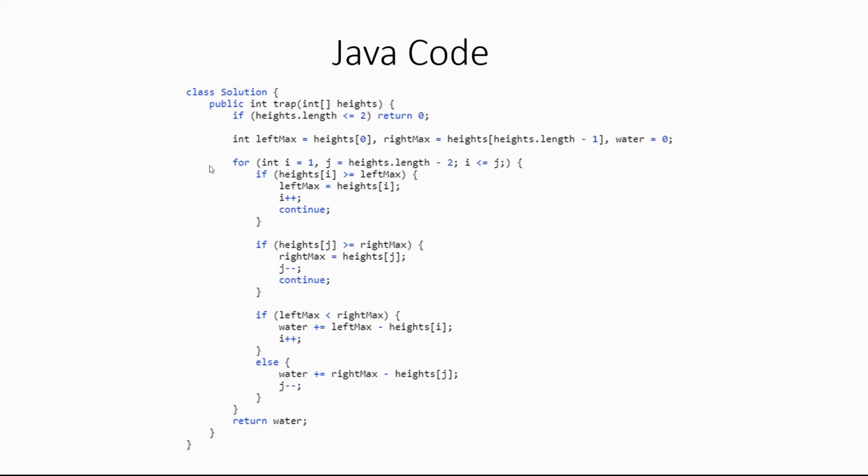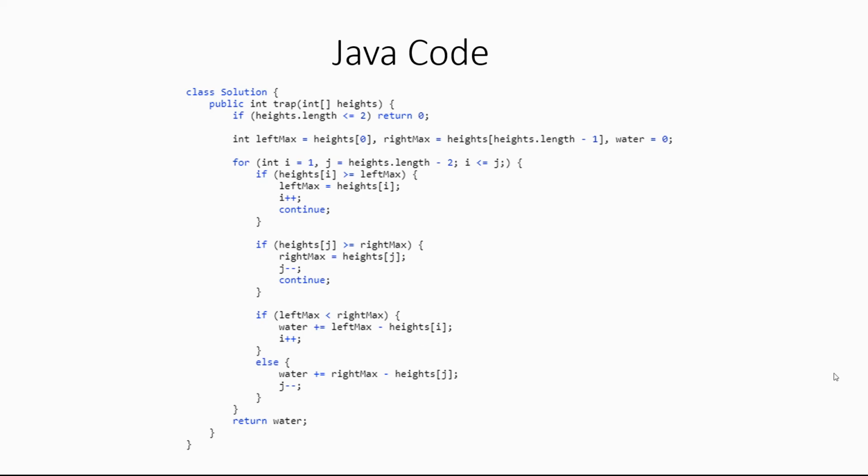First, I create a left max and right max, initialize them to the left and right positions of the array, and create two counters, I and j, I starting from the front and j starting from the back. And while I is less than or equal to j, I first check the first two conditions, and if none of those conditions are true, then I check whether left max is less than right max or not, and I calculate the water level accordingly.